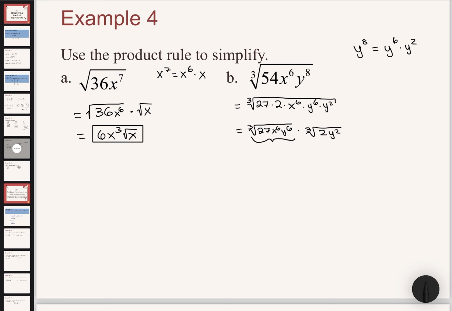This whole first part will simplify nicely for us. So this step right here, that is us using our product rule. I had a bunch of things multiplied underneath the radical sign. I separated them and made sure they both had the same index on the radical sign.